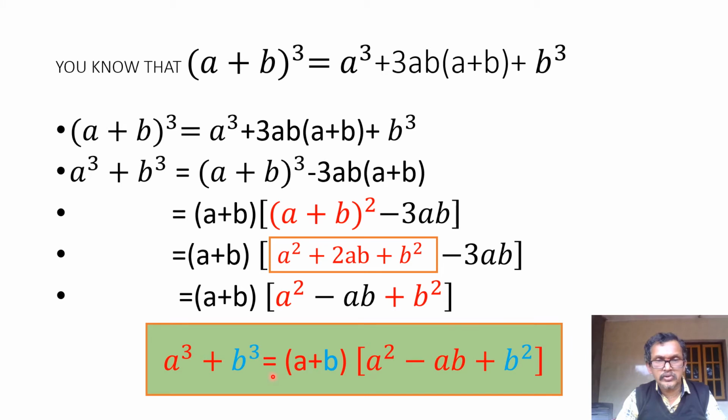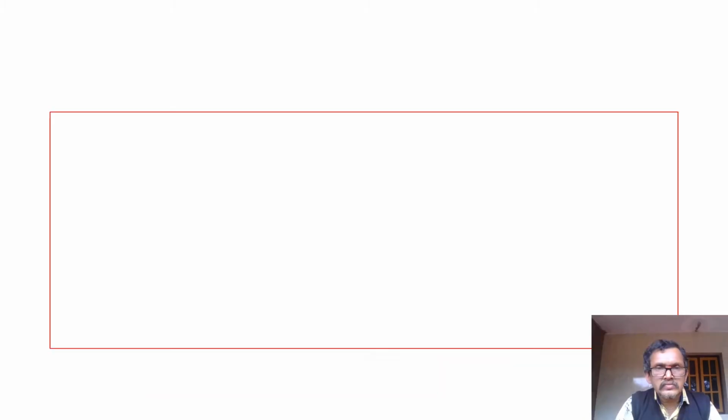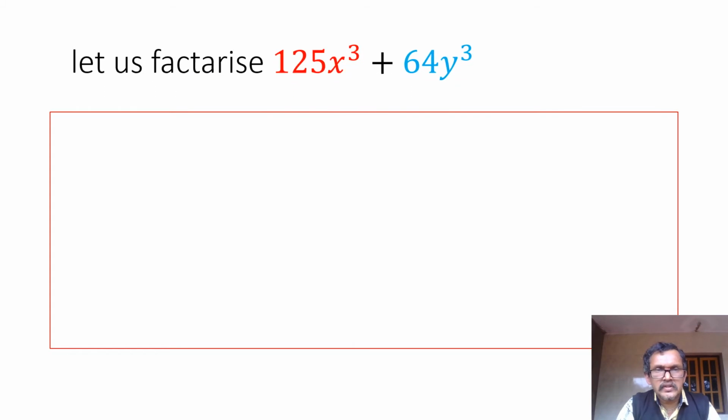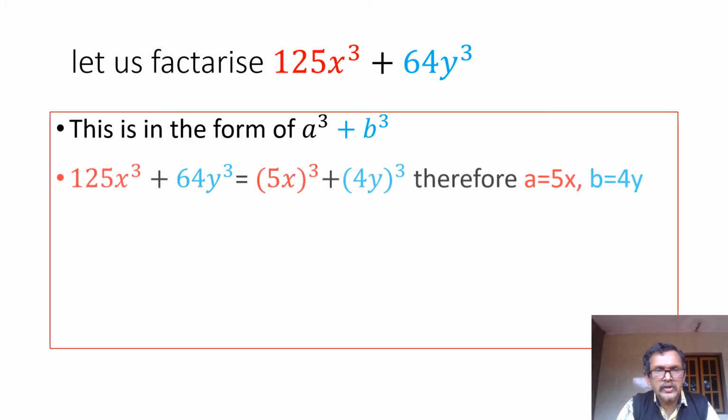So a cube plus b cube equals a plus b into a squared minus ab plus b squared. Now let us solve one problem: 125x cube plus 64y cube. This is in the form of a cube plus b cube, so express it in that form.